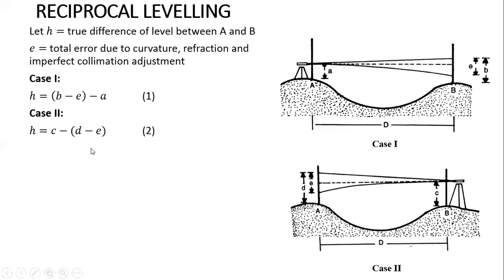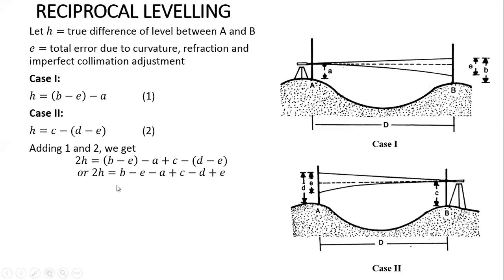So using these two equations, now adding 1 and 2, what do we get? Twice H is equal to B minus E minus A plus C minus D minus E. So when we solve this equation, we get 2H is equal to B minus E minus A plus C minus D plus E. So E cancels out here. So we'll get here B minus A plus C minus D. So what do we get here? H is equal to half of B minus A plus C minus D.